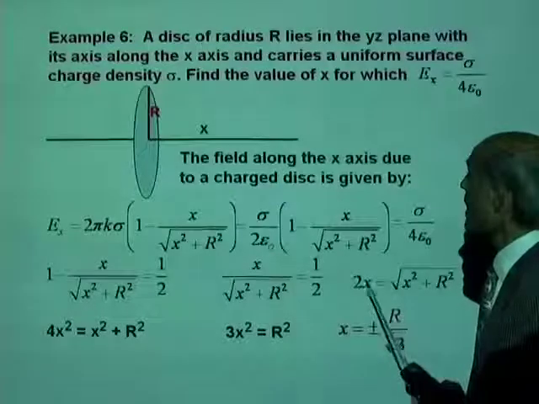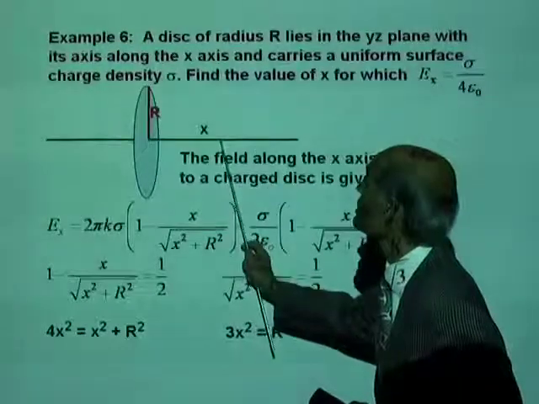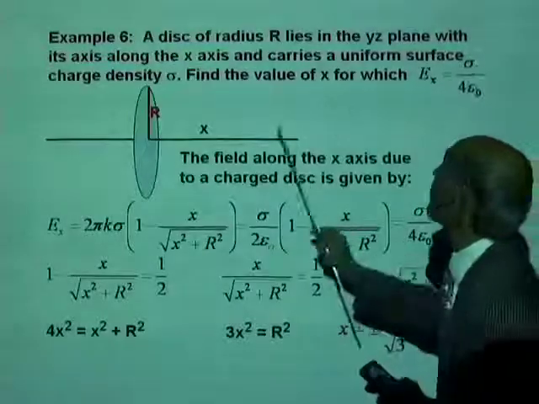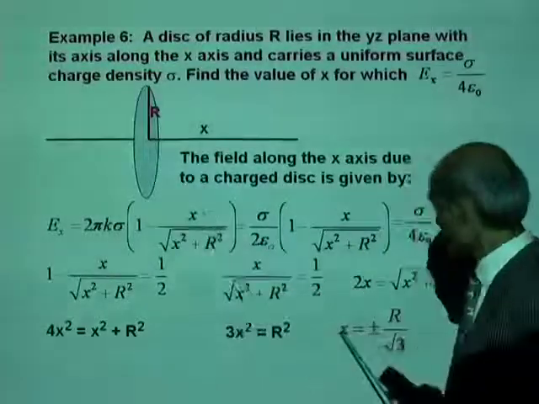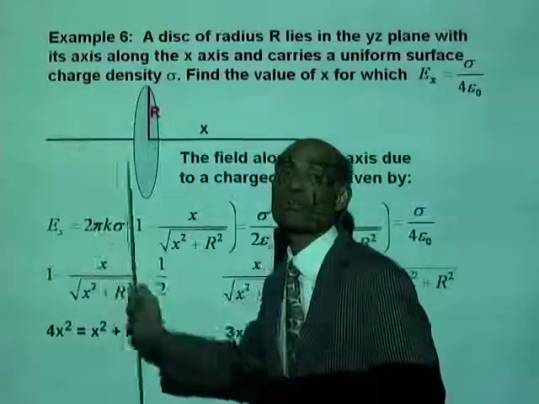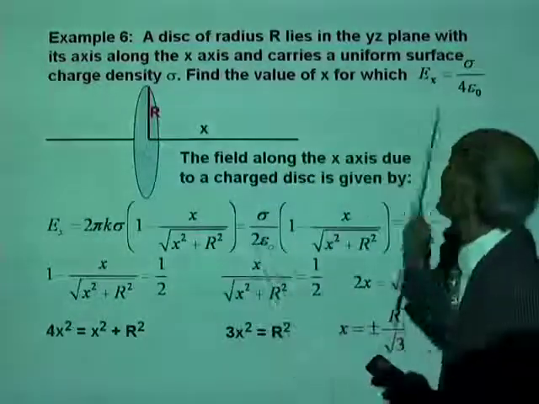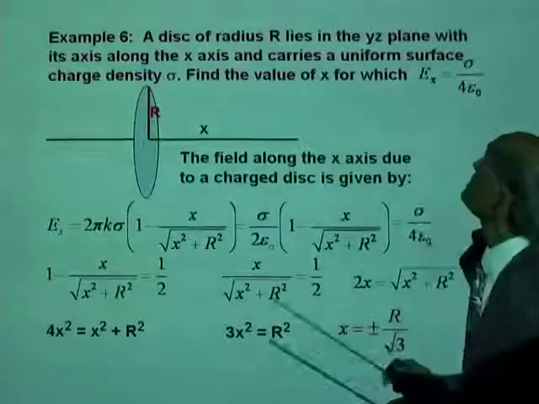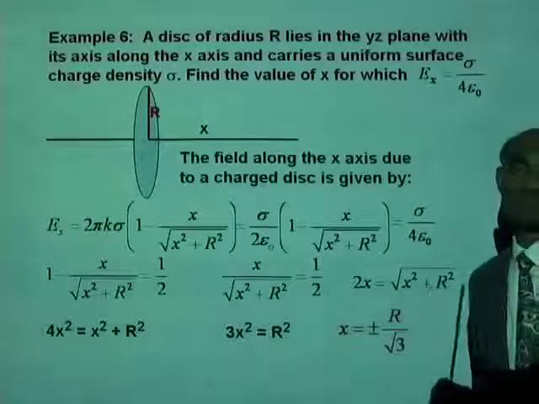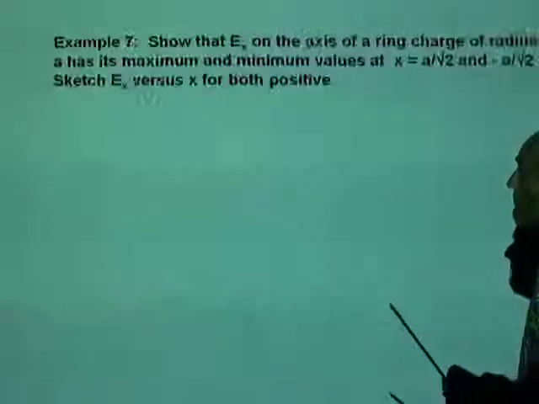x equal to r over square root 3 is somewhere here. The electric field will be sigma over 4 epsilon naught. Also x equal to negative r over square root 3. There will be a point where the electric field will be sigma over 4 epsilon naught. That is the meaning of that. Okay, another one.